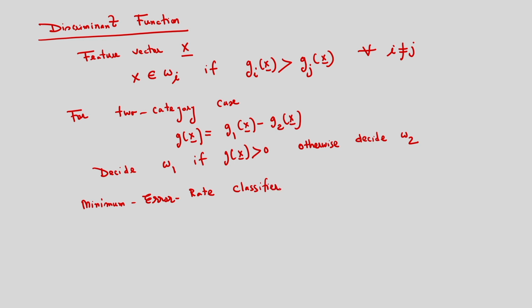So for the minimum error rate classifier, we determine G(x) like this: probability of omega 1 given x minus probability of omega 2 given x. So this we have determined. If you remember, in my first few classes, I discussed the concept of the discriminant function, and also the concept of the minimum error rate classifier.